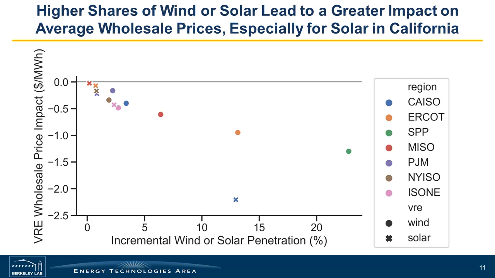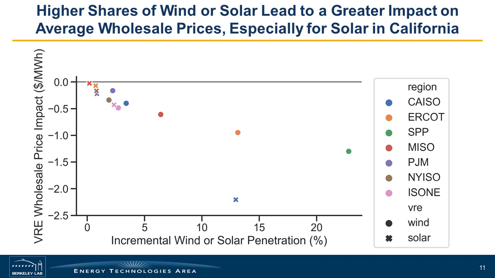The magnitude of the impact of wind and solar on average wholesale prices primarily depends on the incremental level of penetration within that market. Where we have a higher share of wind and solar also leads to greater impacts on prices, as shown here. In most of the markets, the total impact on average prices in 2017 was below about $1.3 per megawatt hour. California is somewhat of an exception to this, where we see that the solar growth is estimated to have reduced prices by something closer to $2.2 per megawatt hour. That perhaps foreshadows greater impacts from solar in other regions as solar penetrations grow.